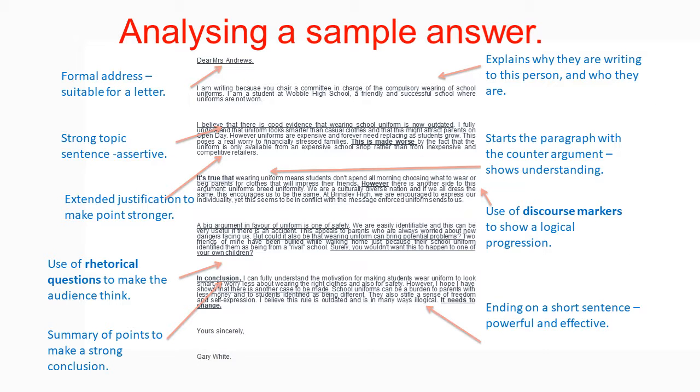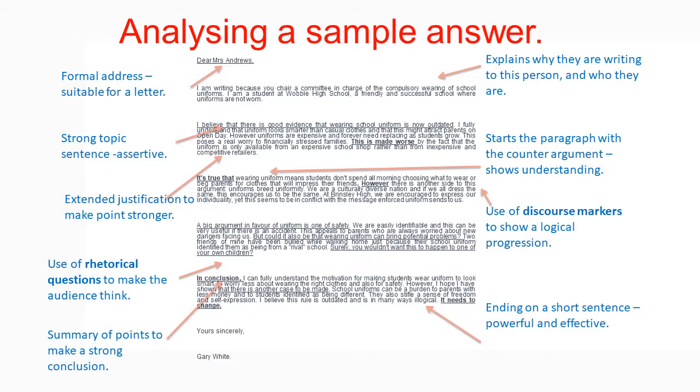Okay, so these are the features that you may have picked out. So you've got a formal address suitable for a letter: Dear Mrs. Andrews. Then you've got an introduction. This part explains why they are writing to this person and who they are. After that, you've got a strong topic sentence which is very assertive. And there's an extended justification to make the point stronger.